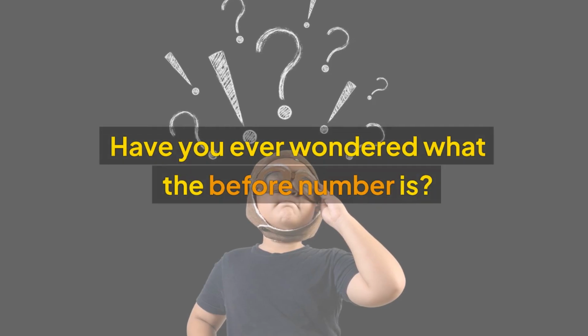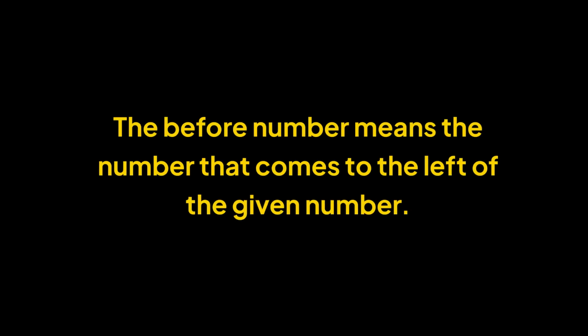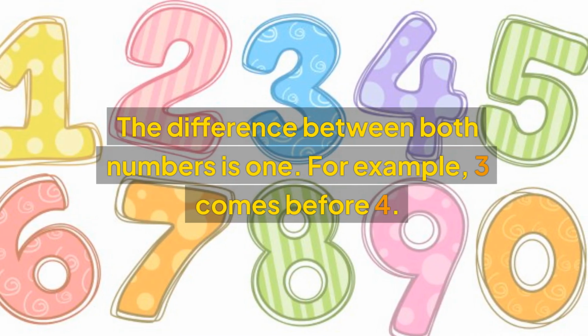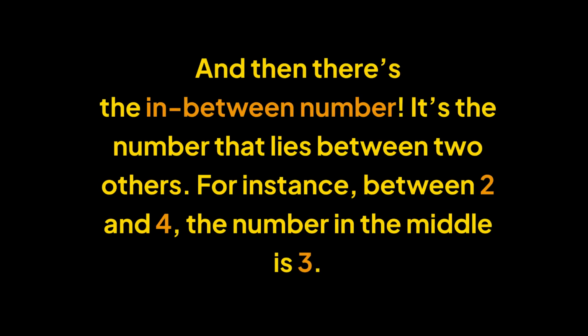Have you ever wondered what the before number is? The before number means the number that comes to the left of the given number. The difference between both numbers is 1. For example, 3 comes before 4. And then there's the in-between number. It's the number that lies between two others. For instance, between 2 and 4, the number in the middle is 3.